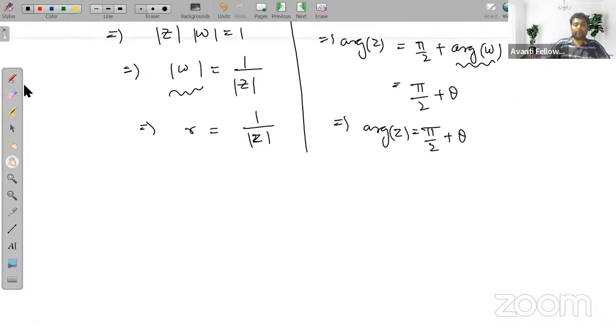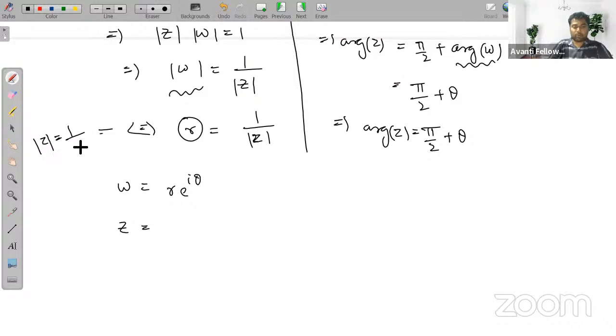Okay. So now what is the complex number omega? If the modulus of that complex number omega is r, and the argument is theta, can we express it in Euler's form? Yes, r into e to the power i theta. You can write or not. So similarly z will be, from here we can write mod z is equal to 1 upon r. So the modulus of z is 1 upon r.